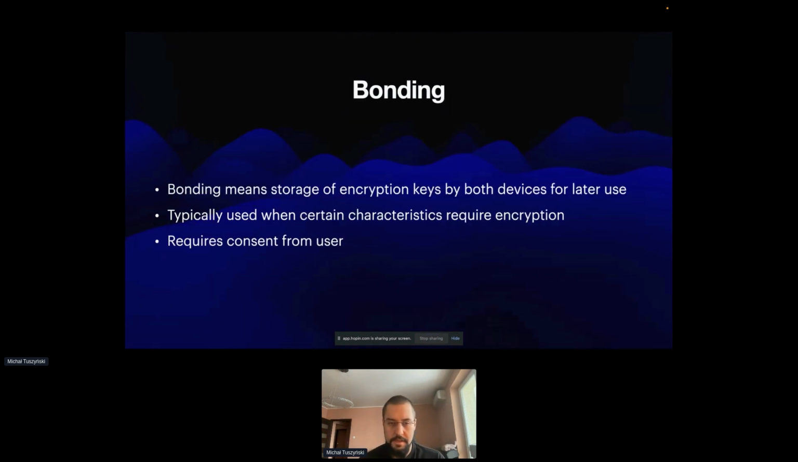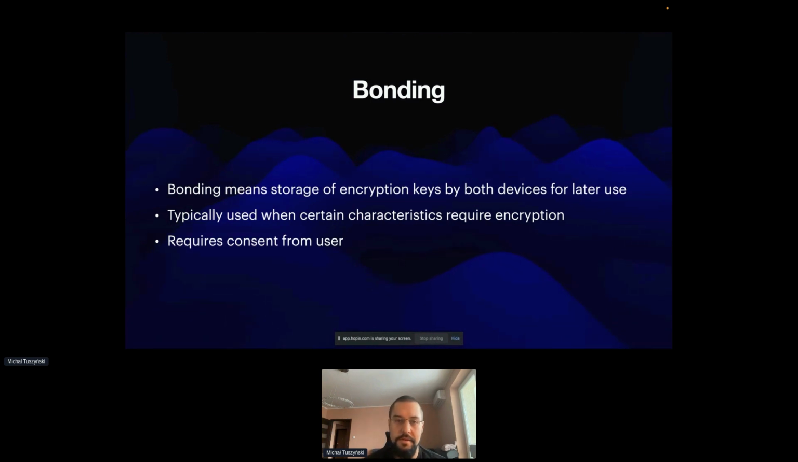The second one is bonding. The process of bonding means exchanging the encryption keys which are necessary to establish an encrypted communication between two parties. This involves data like characteristics which actually need some kind of encryption, and you don't want basically everyone to be able to sniff out your communication.